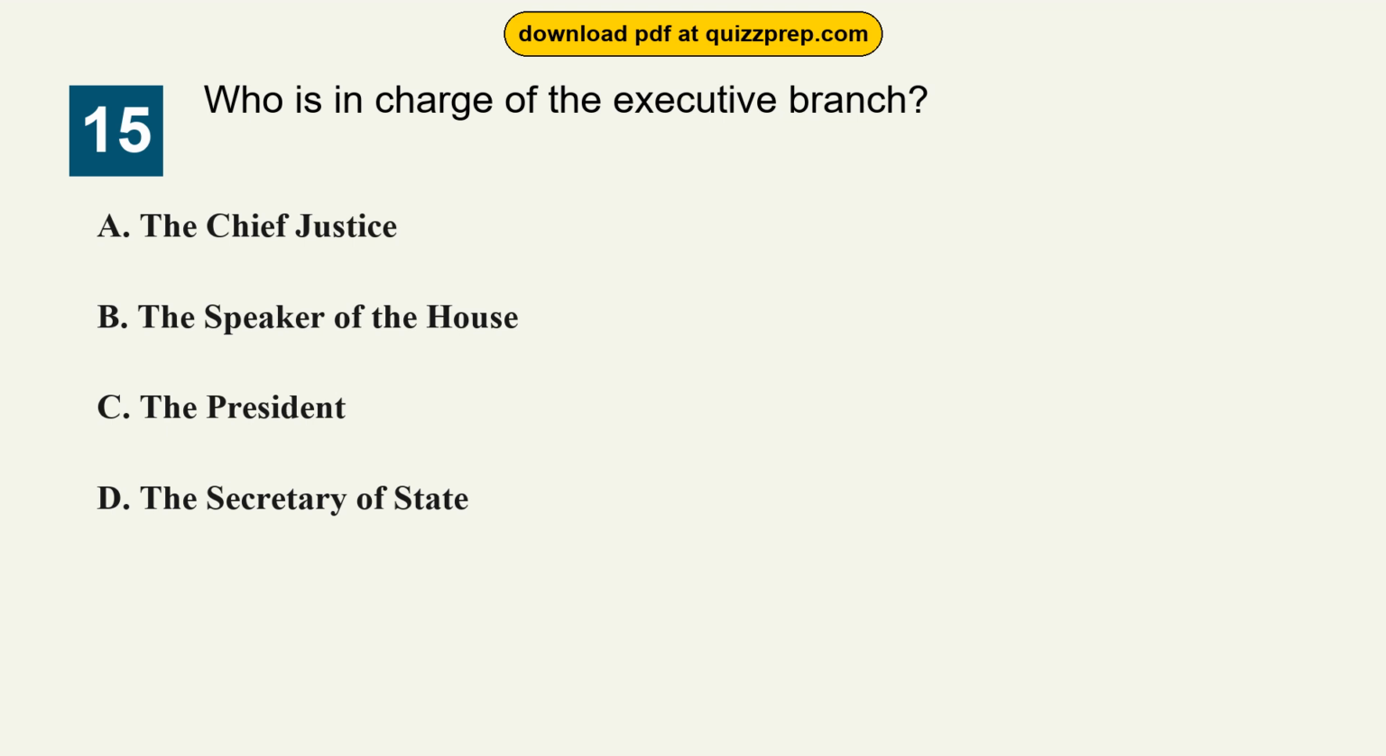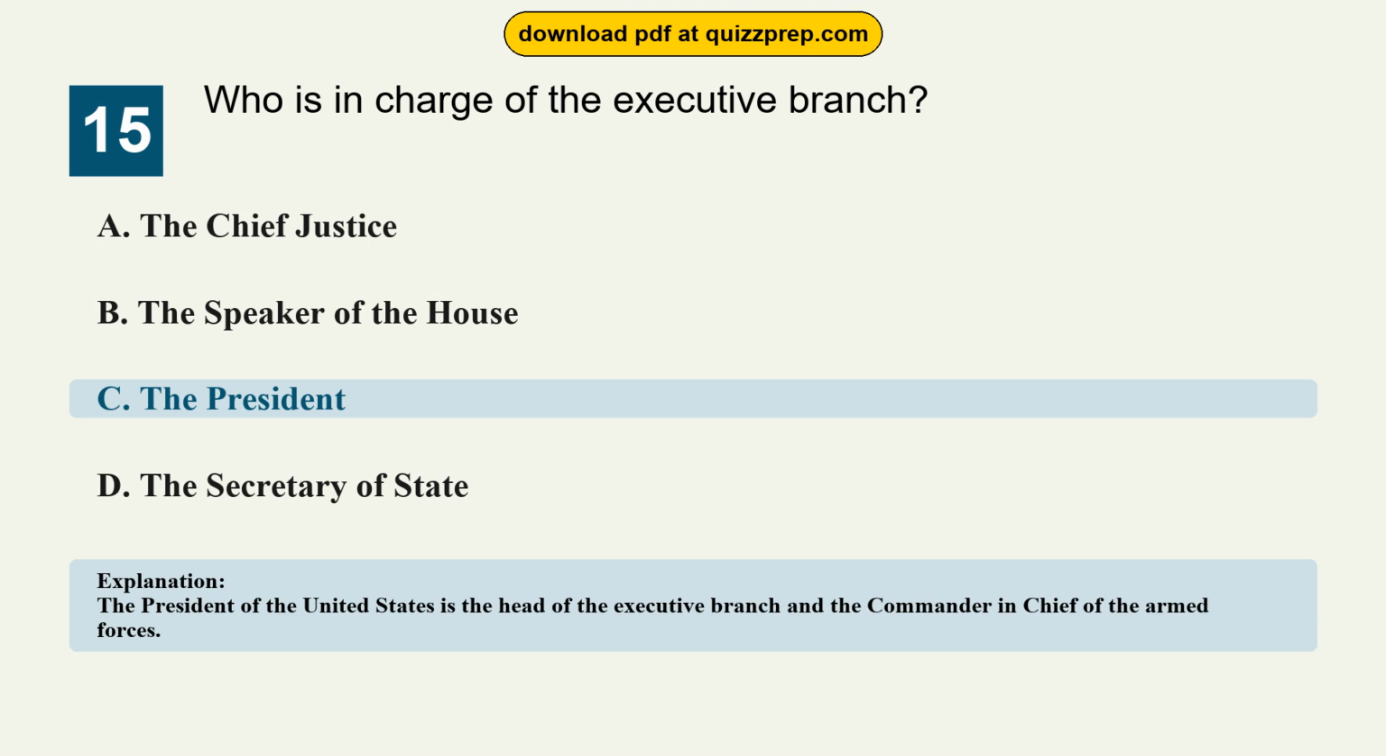Question 15. Who is in charge of the executive branch? Option A, the Chief Justice. Option B, the Speaker of the House. Option C, the President. Option D, the Secretary of State. The correct answer is option C, the President. The President of the United States is the head of the executive branch and the Commander-in-Chief of the Armed Forces.